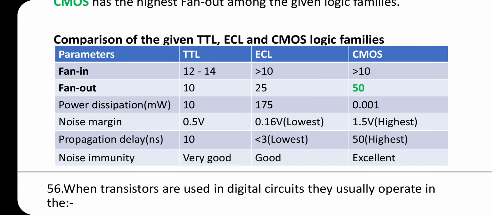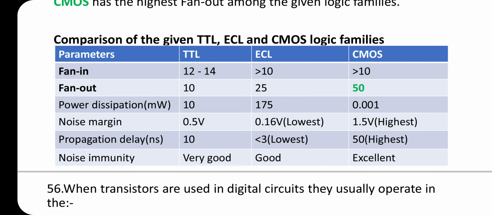Comparison of the given TTL, ECL and CMOS logic families. Fan in: for TTL it is 12 to 14. For ECL and CMOS it is greater than 10. For fan out: TTL it is 10, ECL it is 25 and for CMOS the fan out is 50.